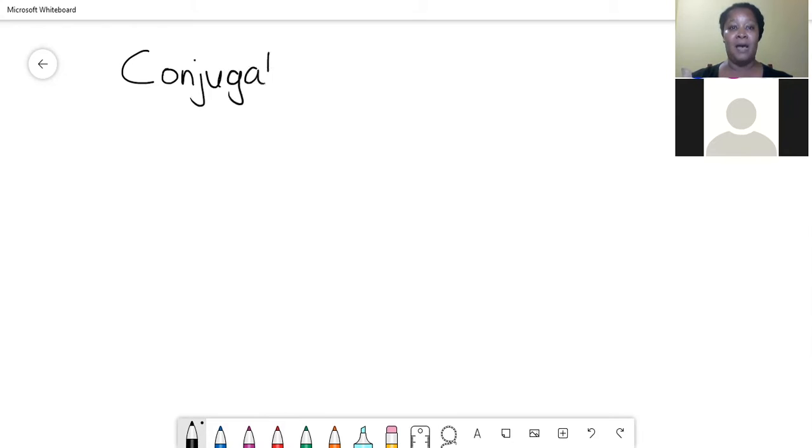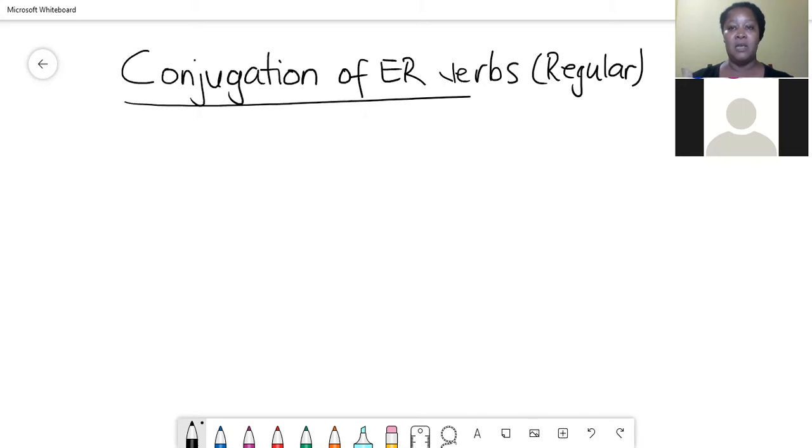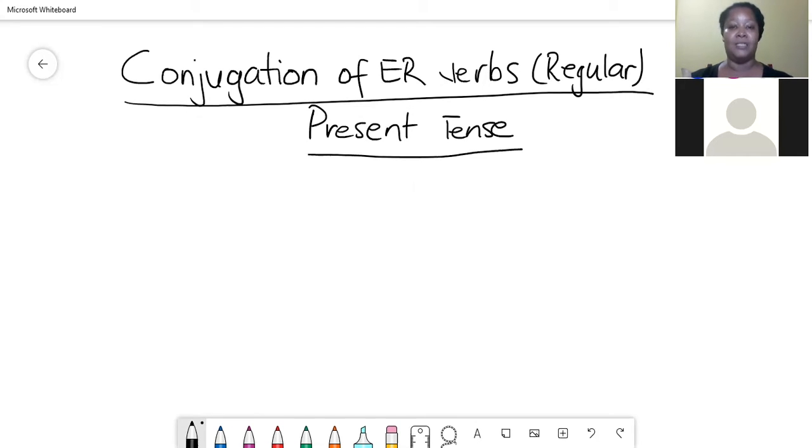And so we have already done a lesson on conjugating AR verbs in the present tense. We're now going to be looking at conjugating ER verbs. And these are your regular ER verbs. We're not looking at all of the others who give problems. Regular ER verbs, and this is in the present tense that we're conjugating them. Again, we are mindful to make sure that we mention present tense because there are several other tenses that your Spanish verbs can be conjugated in.